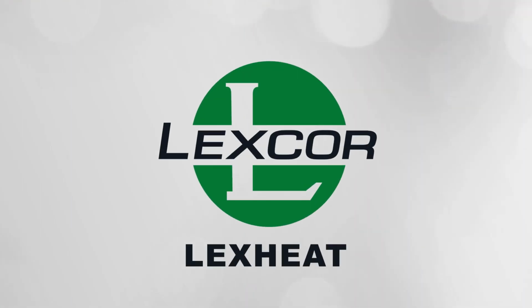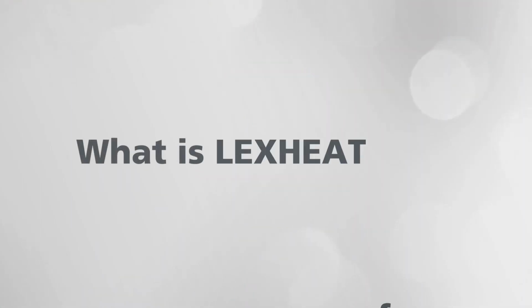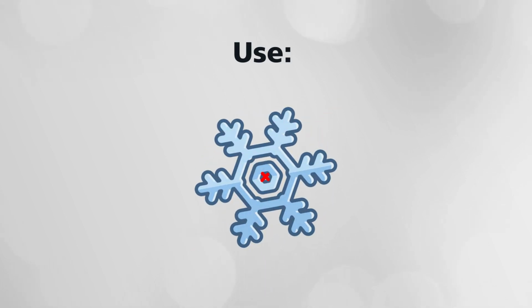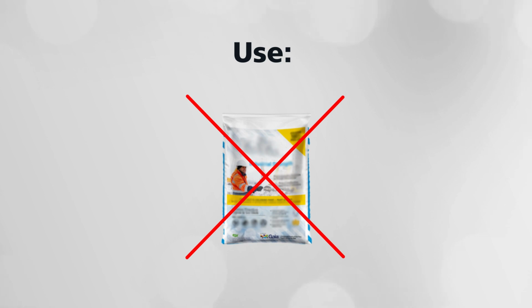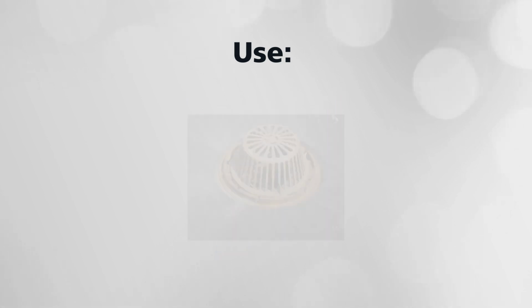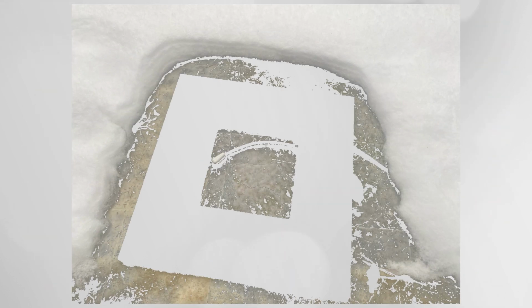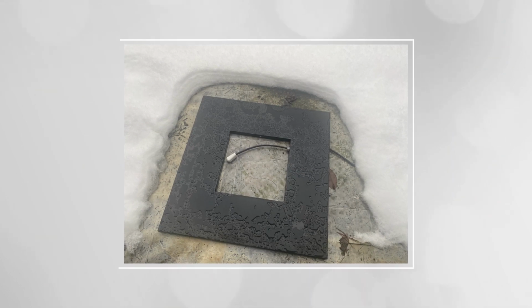Lexheat, an innovative product for the winter season. Lexheat is used to melt ice that builds up around and just inside a drain opening, eliminating the need for de-icer products that can damage or corrode components of the drain itself. Easy to install, Lexheat is simply placed in position at the drain guard.